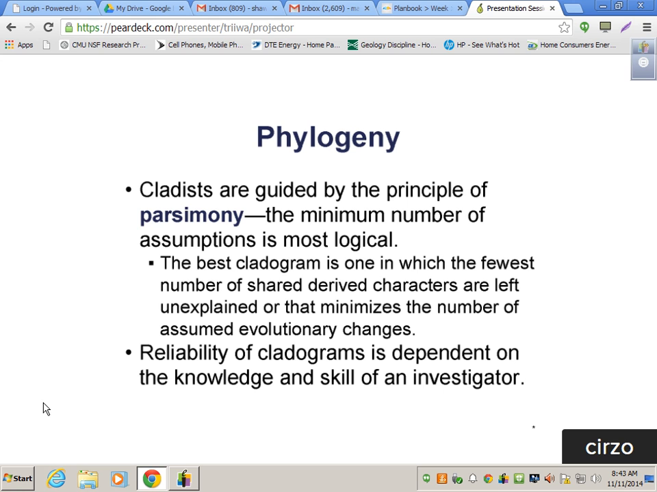Simplest to more complex. If I asked you which came first, multicellular or single cellular, you would tell me single cellular. That is parsimony in its simplest form. So the best cladogram is one in which the fewest number of shared derived characters are left unexplained or that minimize the number of assumed evolutionary changes. So you would want to try to find the missing link if possible, is what it's saying. We understand sometimes we don't have the missing link. So reliability of cladograms is dependent on the knowledge and skill of an investigator. When I say investigator, I'm usually talking about a geneticist when I refer to the stuff I like to look at.